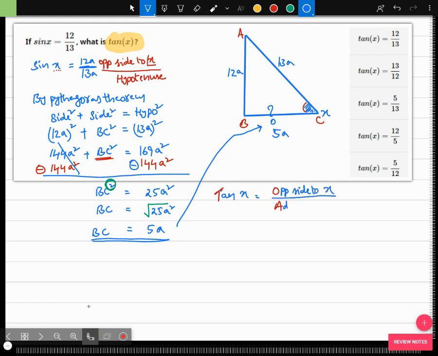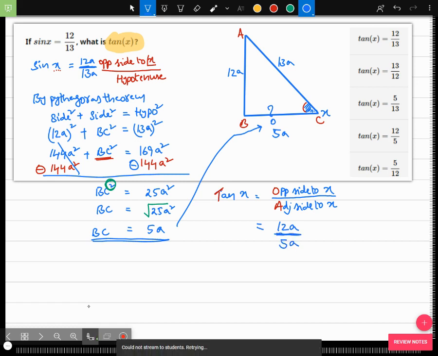over adjacent side to x. So opposite side to x means I see that this is 12a, and adjacent means the one next to the angle, it is 5a. Therefore opposite is 12a over 5a. You may get a doubt, how about this one?